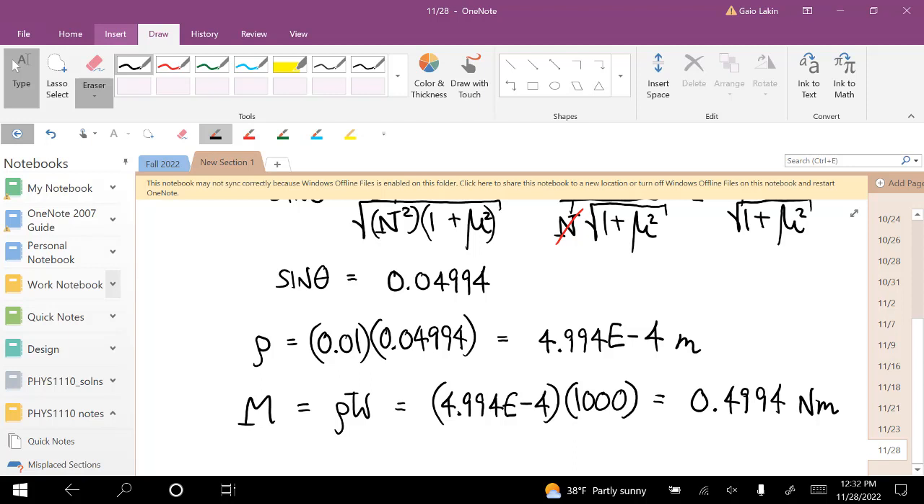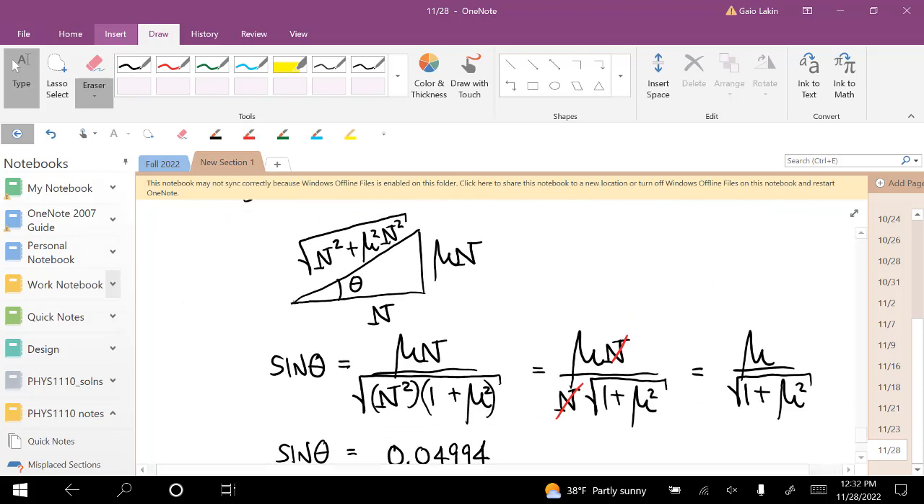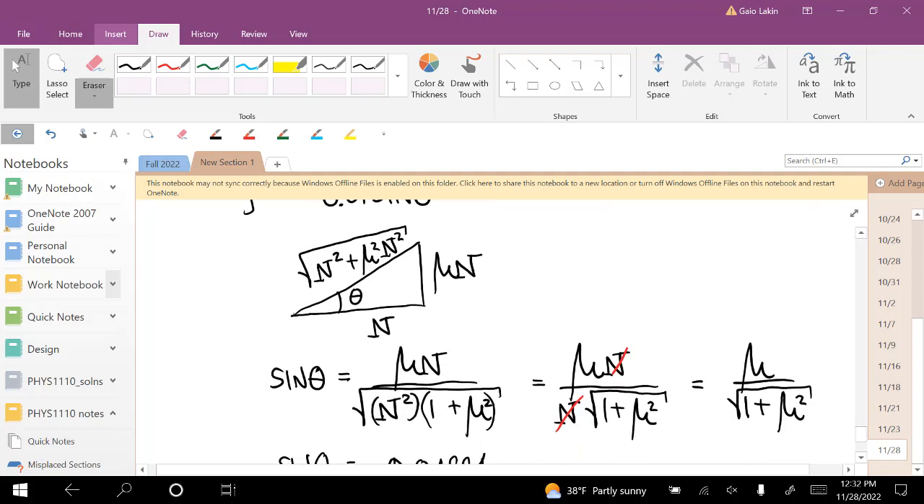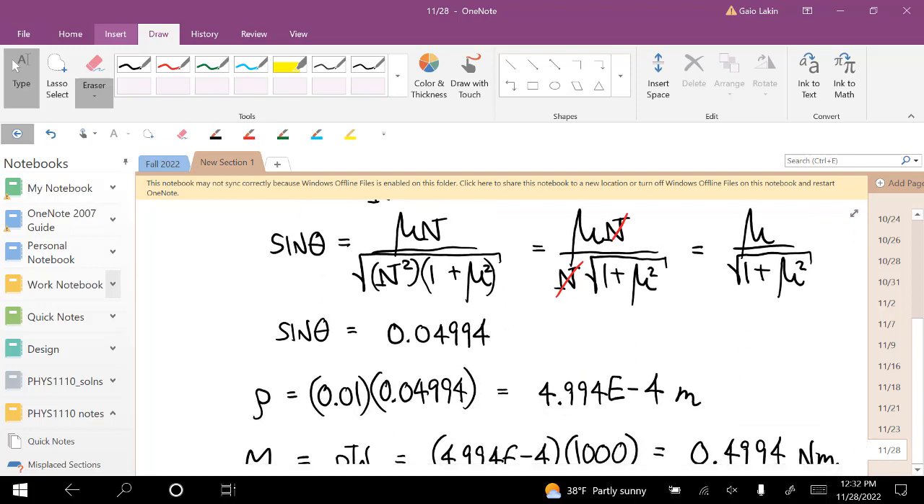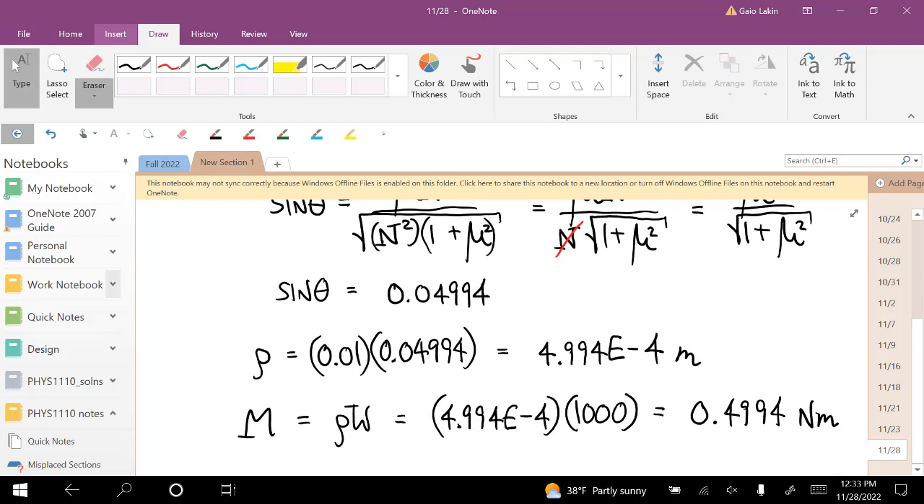Can you use 1000 as the hypotenuse for that? Yes, that also you could use 1000. Yep. So everything would cancel out, right? So you get sine of theta is equal to this over 1000. Yes. You get the same thing.